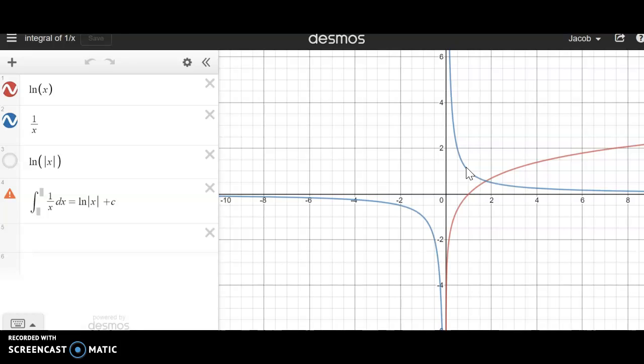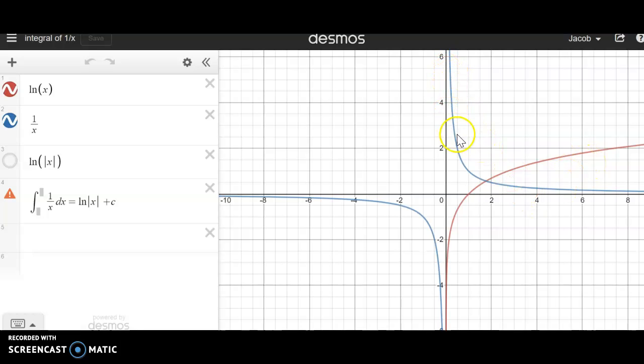Now, here's the problem. Usually, we say if something derives like this, it would integrate like this. So let's look at where the 1 over x is actually defined versus where the ln of x is defined. Notice ln, and you should know this from like algebra 2 or whatever, I'm not going to go over why you can't take the ln of a negative number. But here, notice this natural log only exists for positive numbers. I can't take the ln of a negative number.